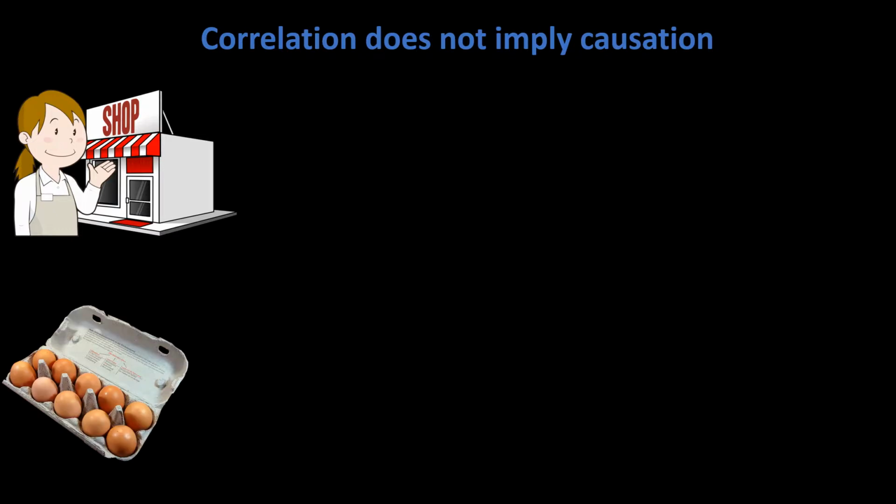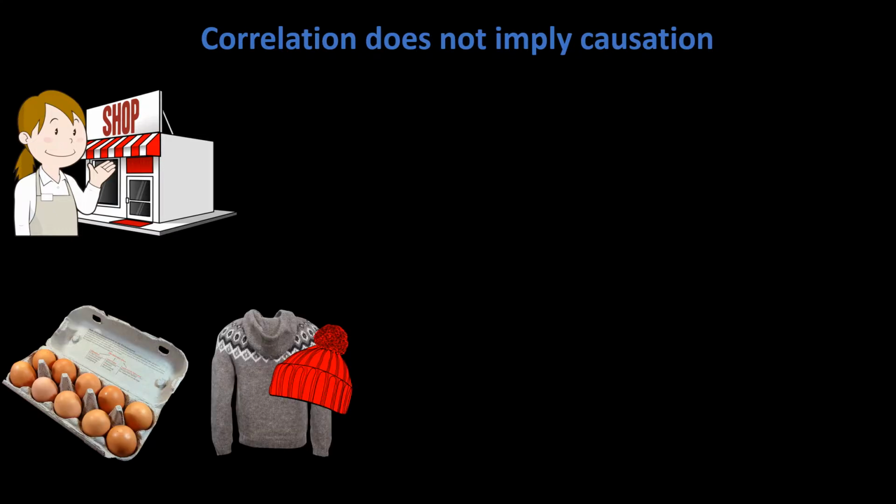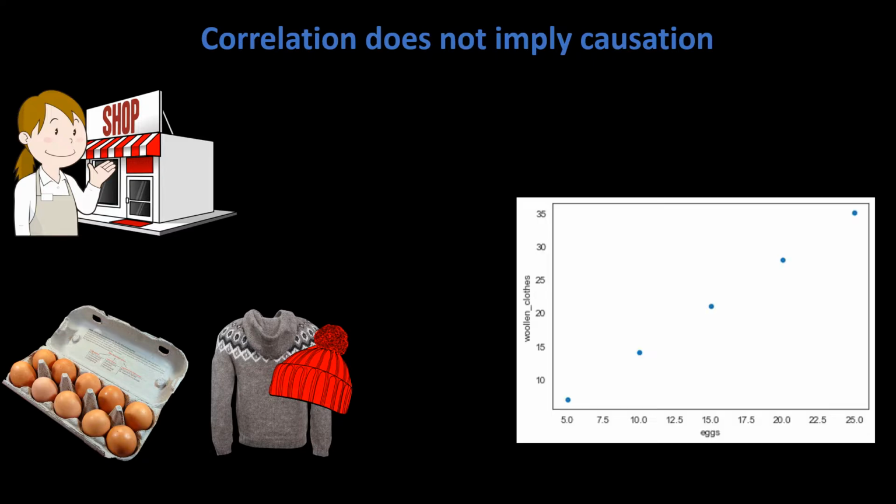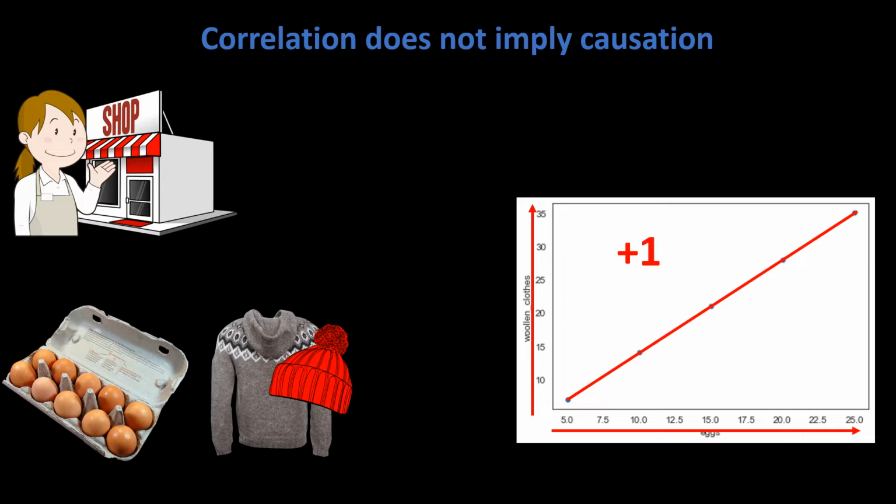Let's say you are a shopkeeper and in your shop you sell both eggs and woolen cloths. At some point you notice that with the increase in the sales of eggs, the sales of woolen cloth is also increasing. At the same point, the increase in both of these two products is happening, and when you plot a scatter plot on both of these, what you get is a linear relation. And when you calculate the degree of this relation, meaning you are calculating the correlation, what you get is +1.